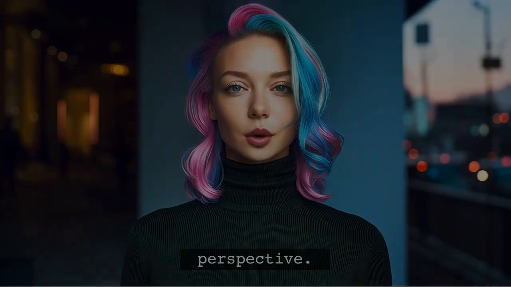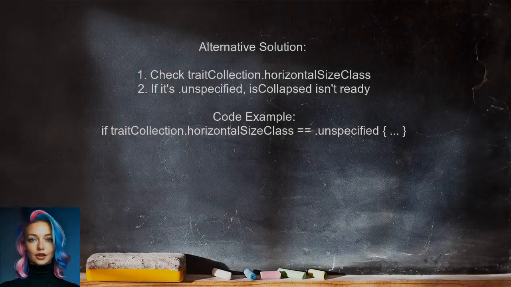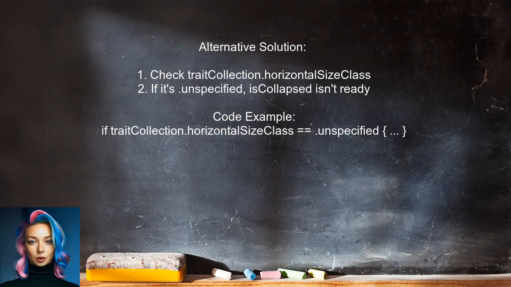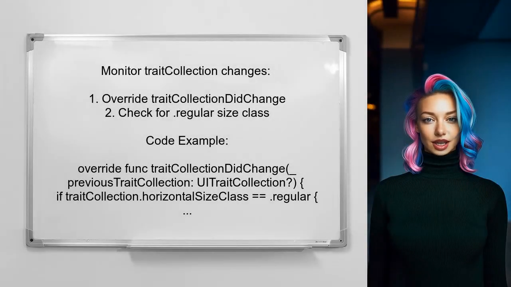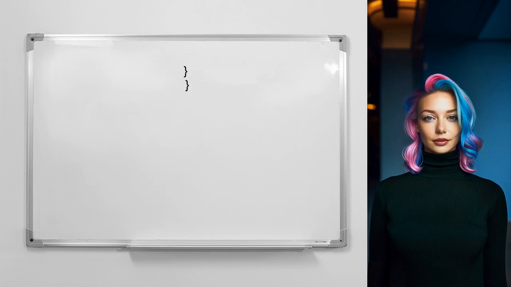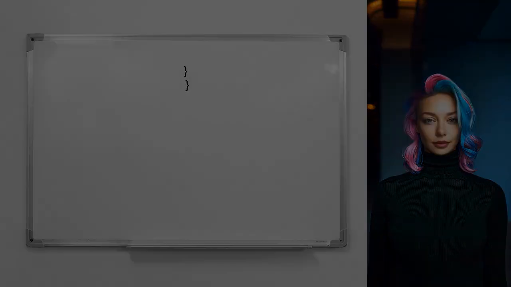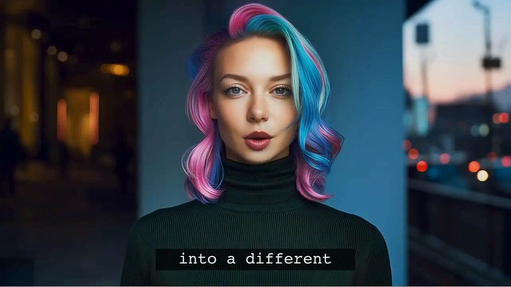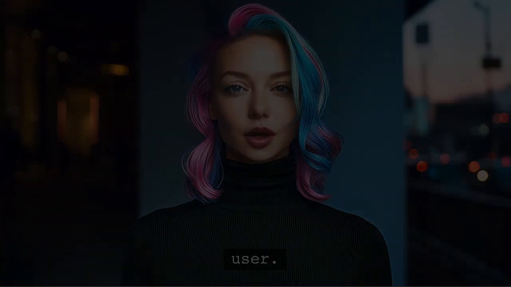Let's see another perspective. One user found that isCollapsed was false, even after viewDidLayoutSubviews. They discovered that checking the view controller's traitCollection.horizontalSizeClass for .unspecified indicated that isCollapsed wasn't ready to use yet. They also suggested monitoring changes in the trait collection. Specifically, they needed to know when horizontalSizeClass became .regular, which can be done by overriding traitCollectionDidChange. Now, let's dive into a different answer from another user.